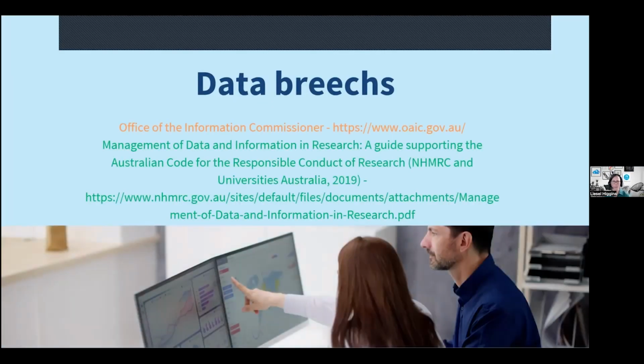So moving away a little bit from data that we collect and talking about data that we lose, and not in a great way. It does happen, and more often than not they are complete and utter accidents, but we would be remiss not to discuss data breaches.